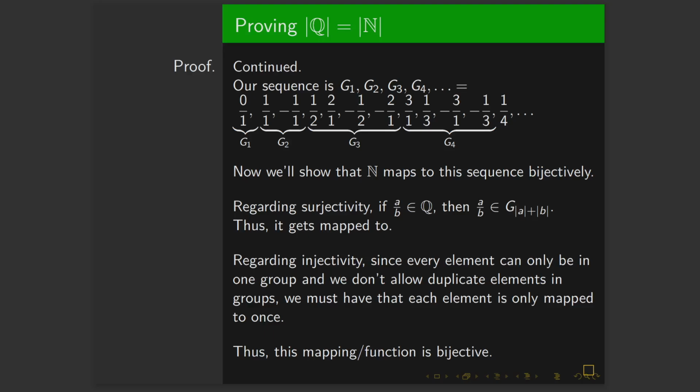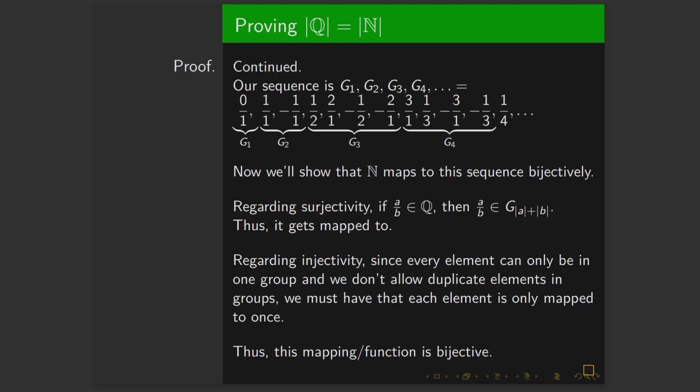So now we're going to expand our sequence, G1, G2, G3, G4, by listing out every element in each group. So in G1, we just have 0, that's fine. In G2, we have 1 and negative 1. In G3, we have a half, 2, negative half, negative 2. In G4, we have 3, a third, negative 3, and negative a third. Notice we don't have 2 over 2, because once again, things in lowest form are not allowed. Then we'll show that the naturals map to this sequence bijectively.